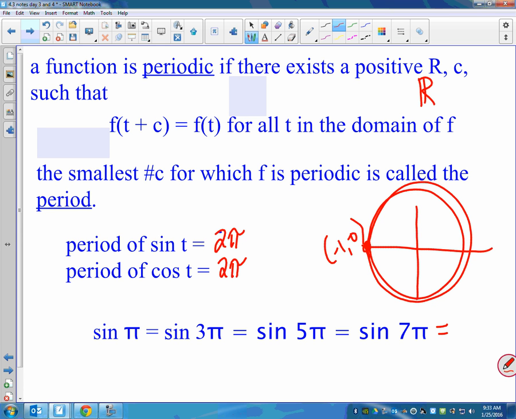The point is (-1, 0). Which one is sine? Sine is the y-coordinate. So the answer to all of that is 0.